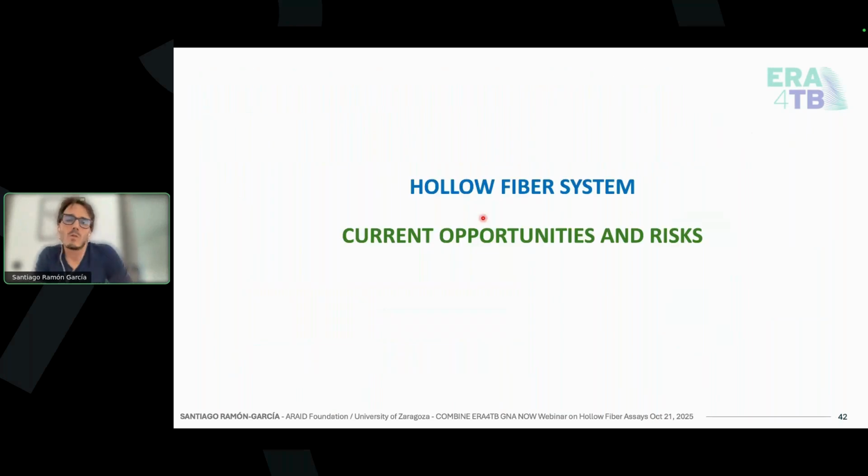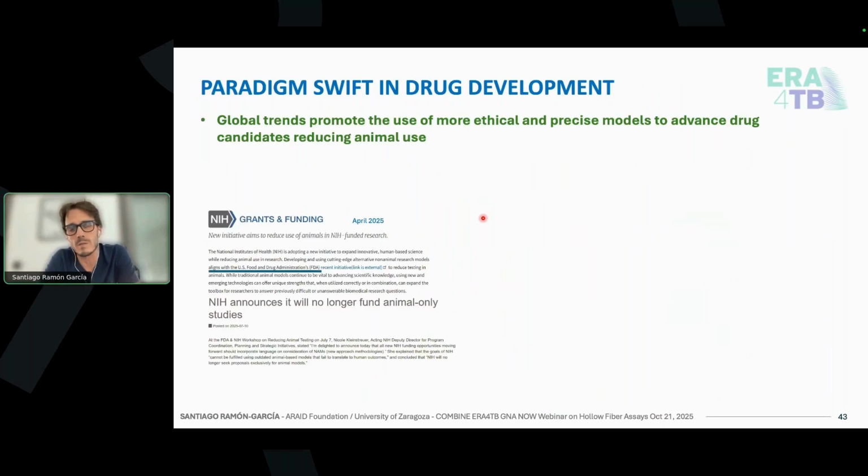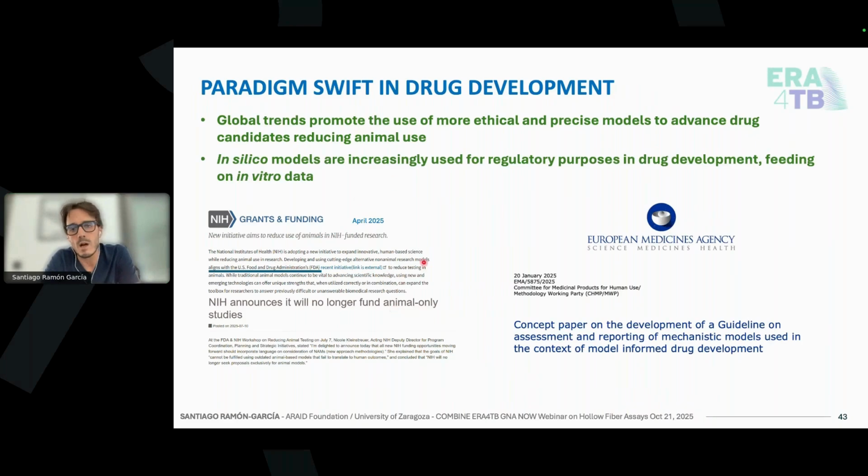So just to conclude, some opportunities and risks of the hollow fiber system. The opportunity is, as mentioned before, there is a global trend of reducing the use of animals, and in vitro systems like the hollow fiber are very valid and useful to fit in silico models that are more and more being accepted by regulatory agencies.